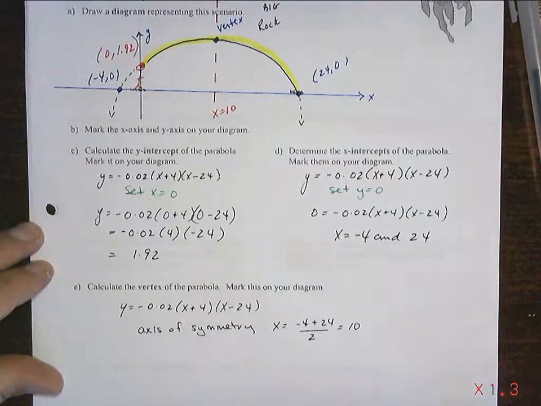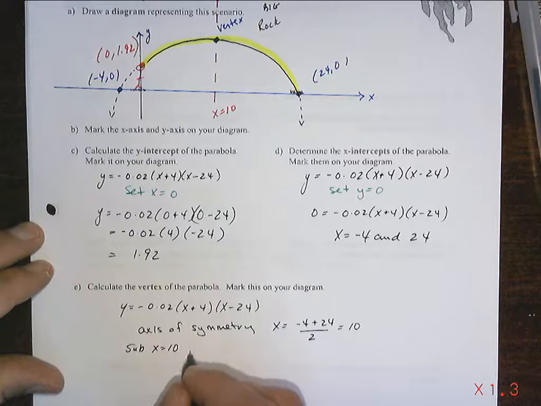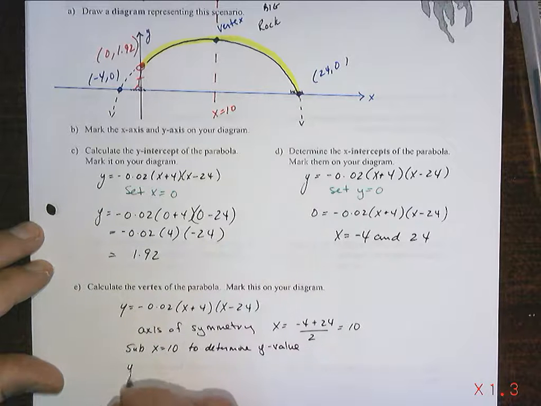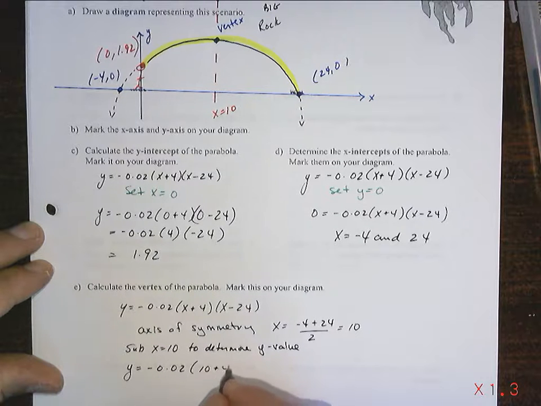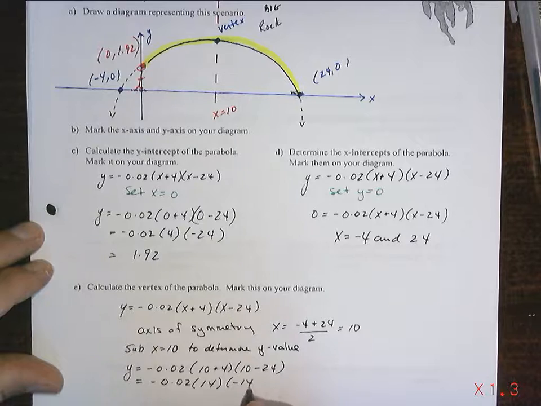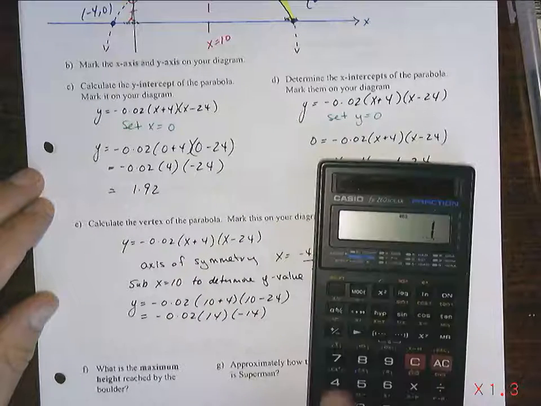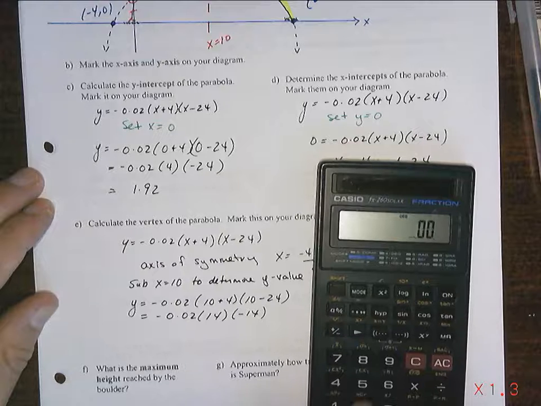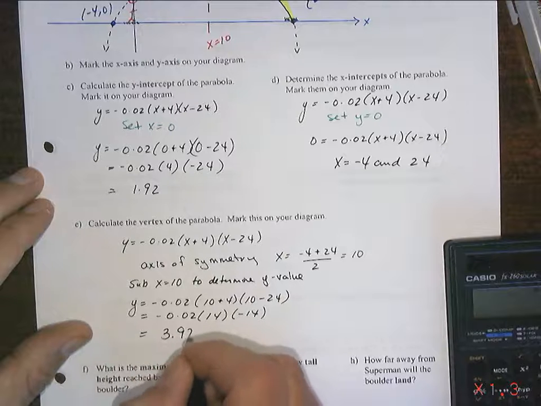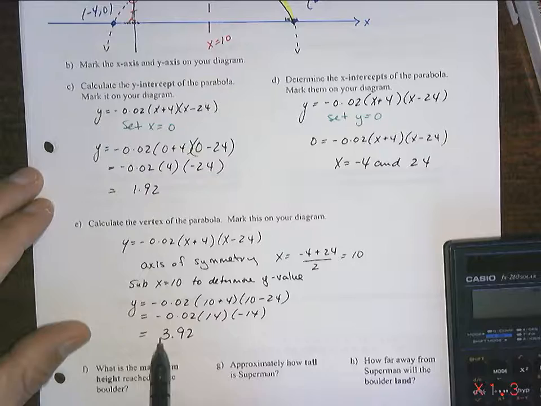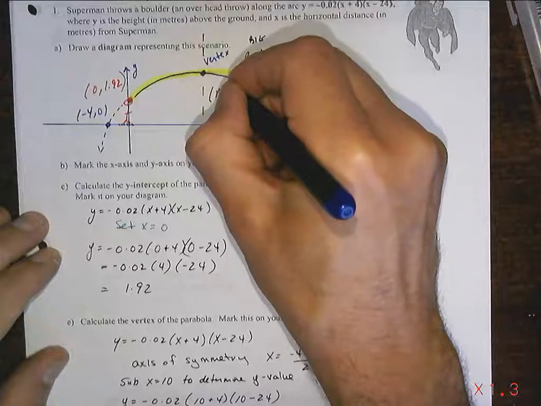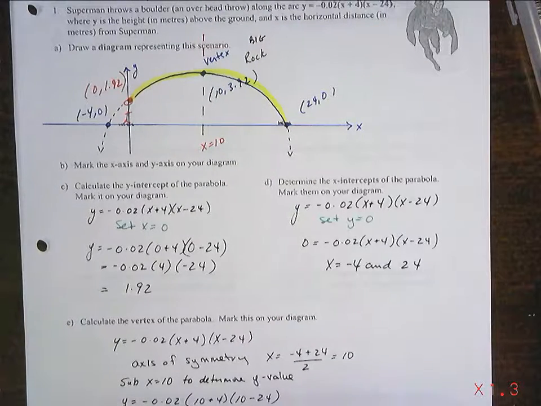My vertex lies on that, so I'm going to sub x equals 10 to determine the y value. So y is going to equal -0.02(10 + 4)(10 - 24), which is -0.02 times 14 times -14. Using a calculator, I'm going to get 14 times 14 equals, times 0.02 equals 3.92. Notice I didn't worry about the negatives. I do that at the end. Negative times positive is a negative, times negative is going to be a positive, so that's positive 3.92, which means the highest that my boulder gets is 3.92 meters above the ground.